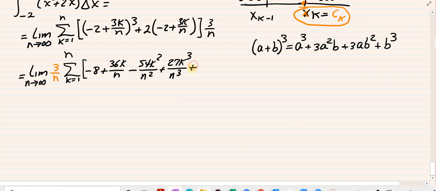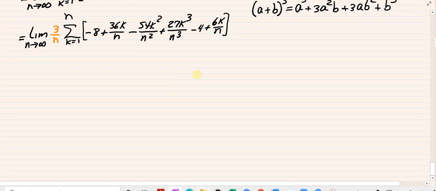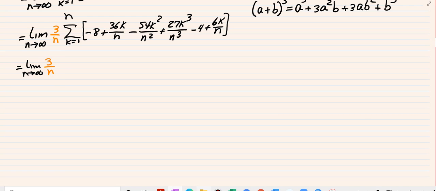Now, plus this, actually minus now 2 times both of those terms. That makes it negative 4 plus 6k over n, right? And there you have it. So what's going to happen next? Now we got to work out all of those sigmas, right? So this is going to be the limit as n approaches infinity of 3 over n.